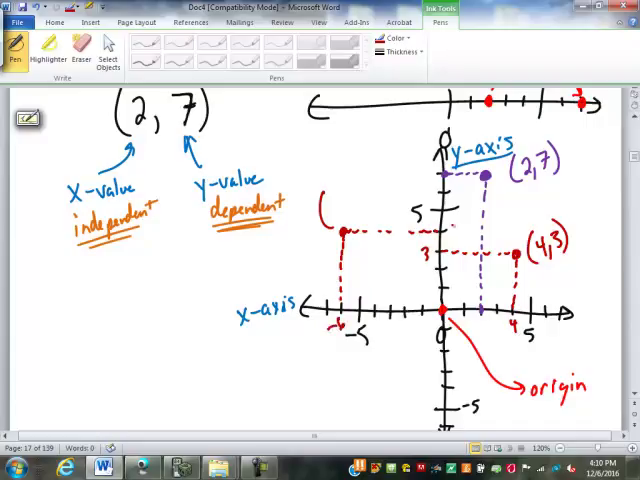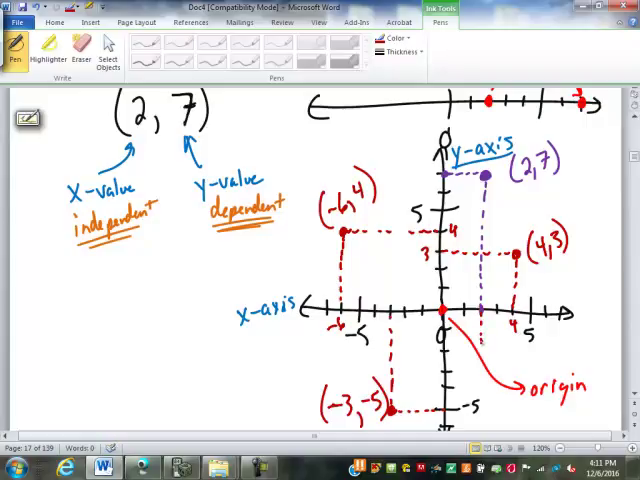Negative 6 and 4. There you go. So negative 6 comma 4. Yes, the horizontal, the x-axis has to come first in that ordered pair. What's that point going to be called? Negative 3, negative 5. Very good.